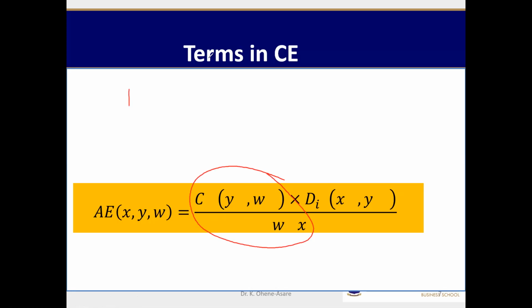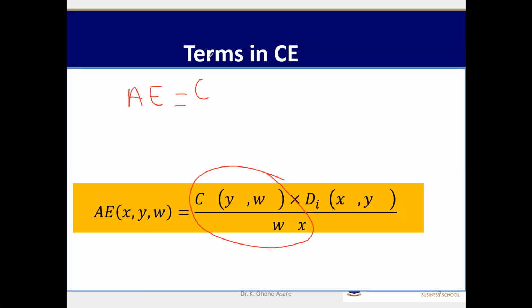Now, so the allocative efficiency, ideally, is the minimum cost over the actual cost, and then you have times the distance function. Let's call it distance function. Now, this distance function is actually the reciprocal of the technical efficiency. Now, this part here is the cost efficiency. Do you know that?